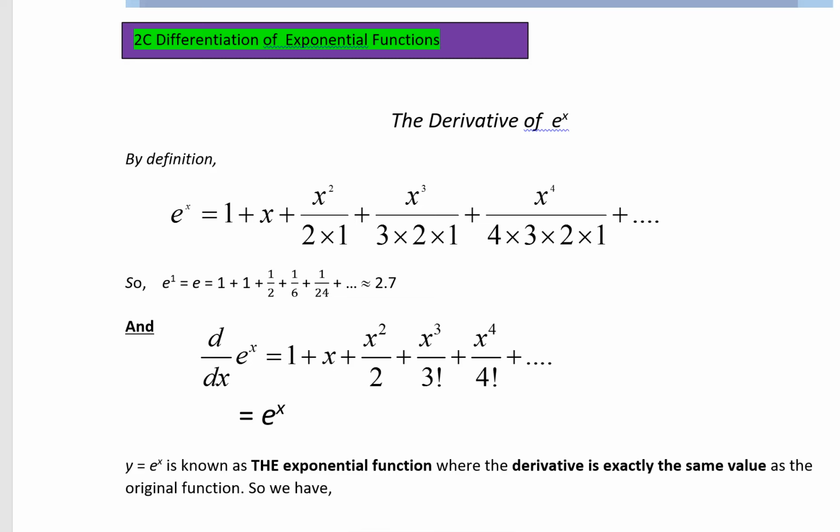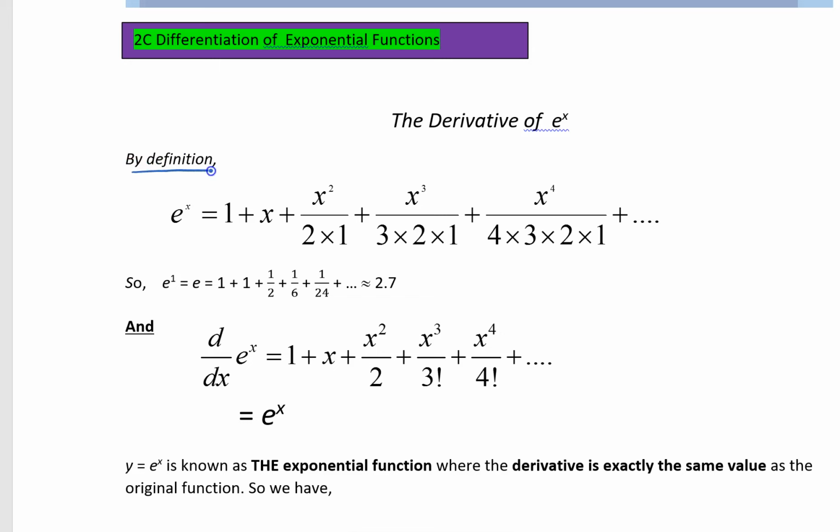So you know that graphically you could see that the graph of the derivative was exactly the same as the original function, hence we would say that the derivative is also e to the power x. All that's going to happen here now is we're going to show it algebraically. To do that, you need to use this definition.